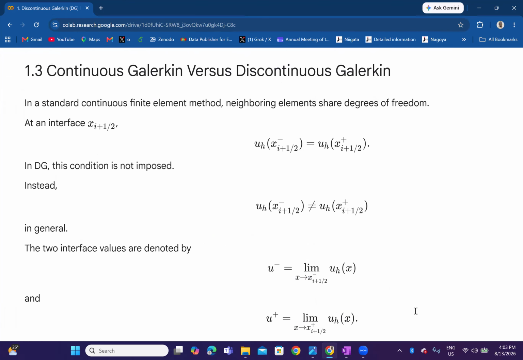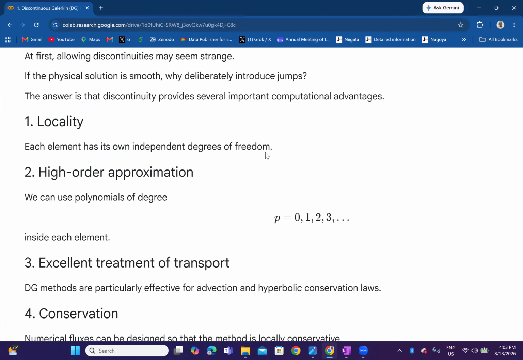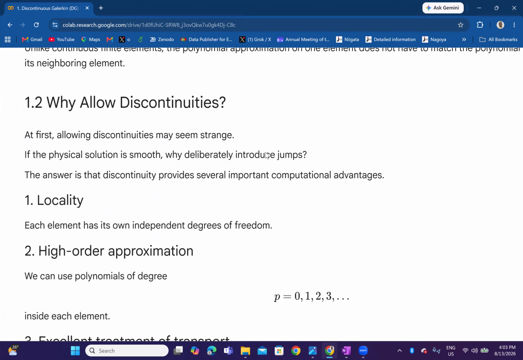Then let's go ahead and talk about continuous Galerkin versus discontinuous Galerkin. In a standard continuous finite element method, neighboring elements share degrees of freedom. So in normal finite elements, neighboring elements will have to share the same degrees of freedom. For instance, at an interface, x sub i plus half. So we have the numerical estimation, right? Don't forget the use of h here. We had that to be the numerical approximation.